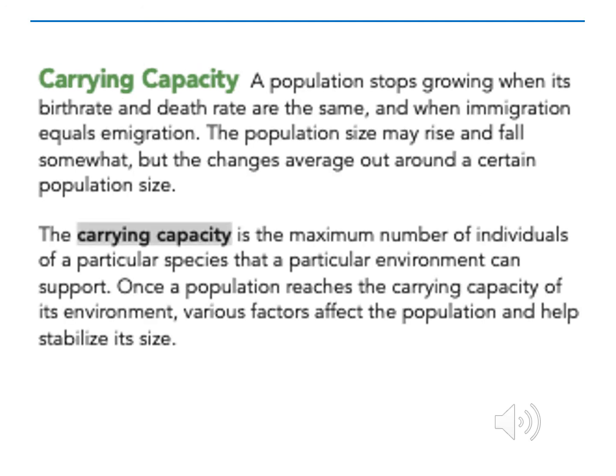A population stops growing when its birth rate and death rate are the same, and when immigration equals emigration. The population size may rise and fall somewhat, but the changes average out around a certain population size. The carrying capacity is the maximum number of individuals of a particular species that a particular environment can support. Once a population reaches the carrying capacity of its environment, various factors affect the population and help stabilize its size.